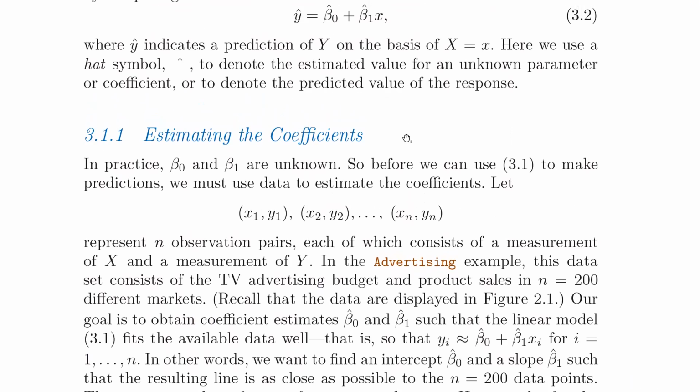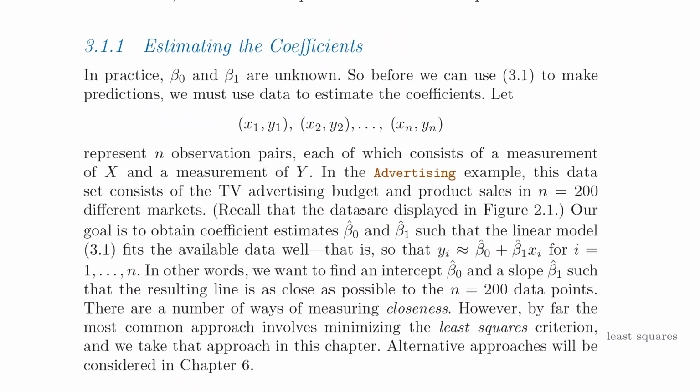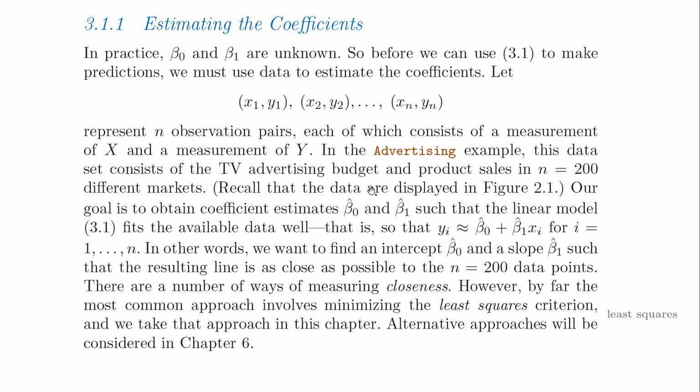Now, how do you actually estimate these betas? Let's see. In practice, the true beta naught and beta 1 are unknown. So before we can use 3.1 to make predictions, we must use data to estimate the coefficients. Consider the following data set representing n data subjects, where we have noted their x variable and their y variable, each of which consists of a measurement of x and a measurement of y. In the advertising example, this data set consists of the TV advertising budget and product sales in n equals 100... Interesting. Different markets.